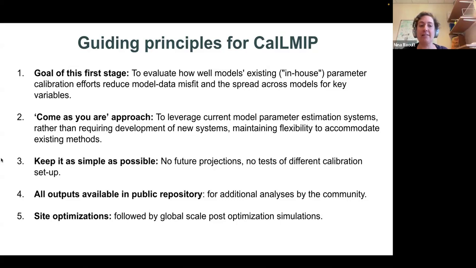But we also know that people are going to have the capability of doing more. So all outputs are going to be on a public repository. And we also encourage people to put additional data on there as well, if there's more model outputs that you want to be sharing with the community. And the idea is at this first stage to be doing site optimizations, and then we're going to be following this by a global scale post-optimization simulation as the principal analysis.